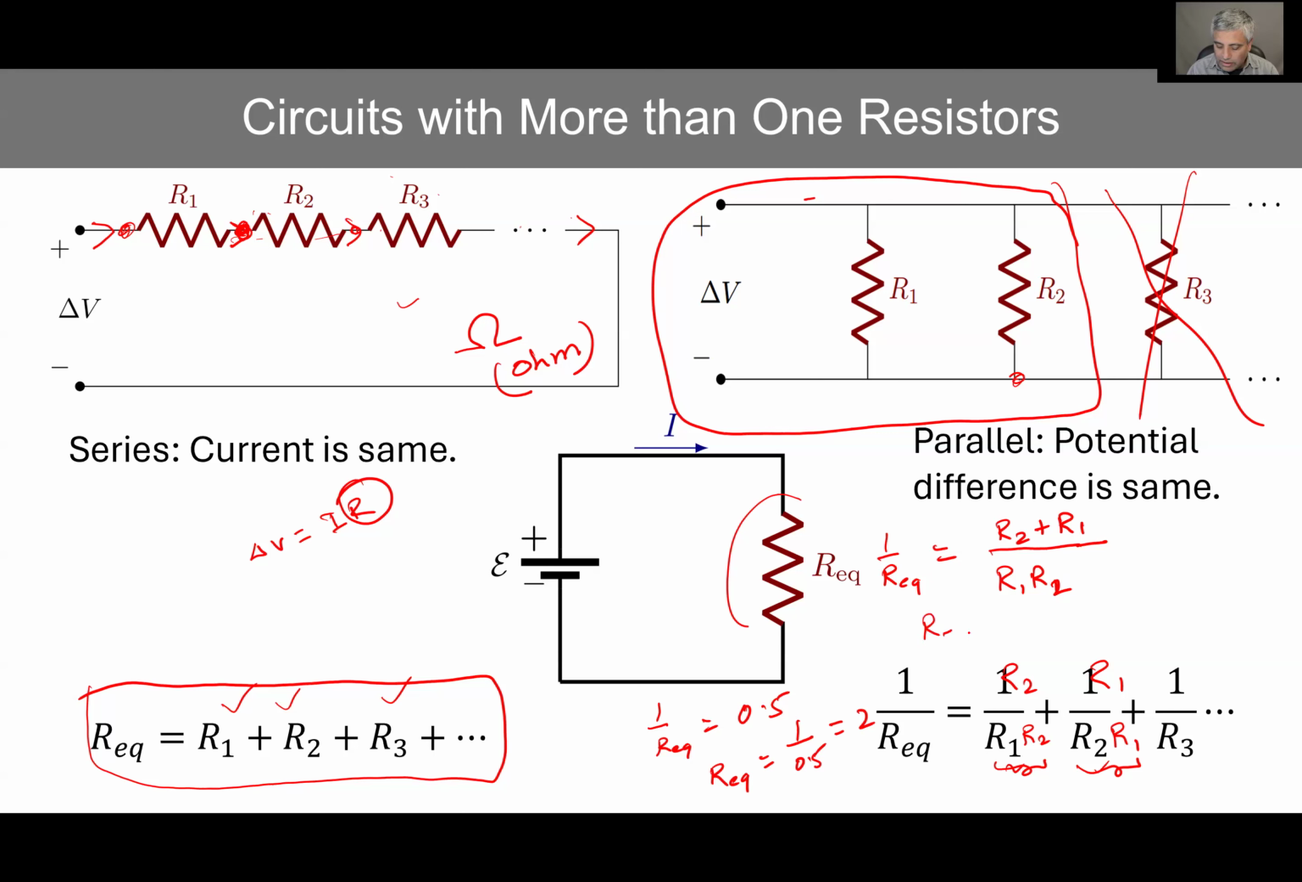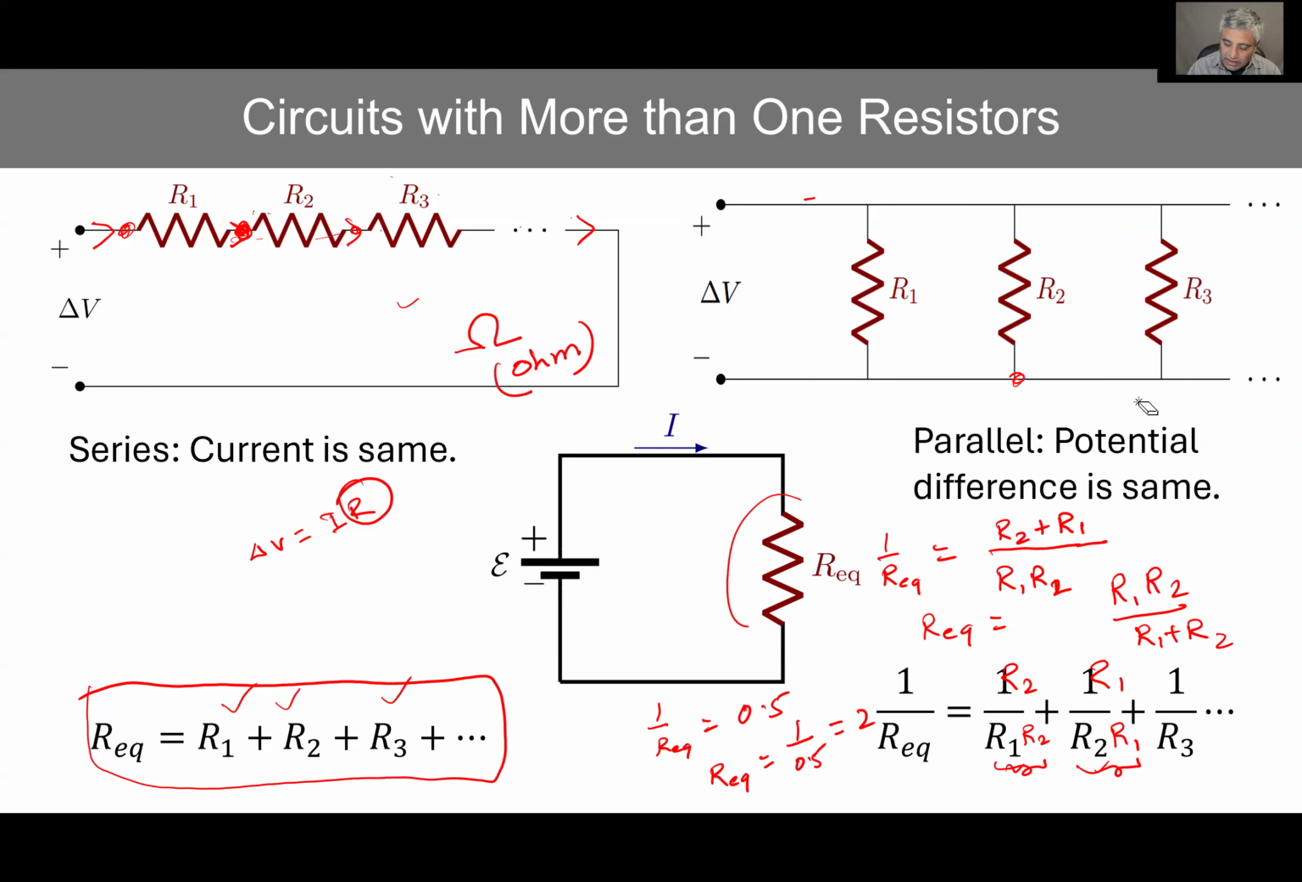So that is 1 over R equivalent. So R equivalent is the product of these two, divided by the sum. So what do we see? R equivalent is product divided by the sum when there are only 2 of them, okay? Often we'll be looking at a circuit that has just 2 resistors in parallel, so this may come in handy.